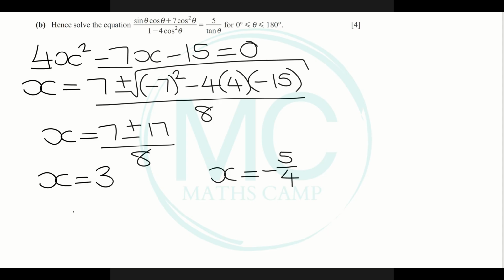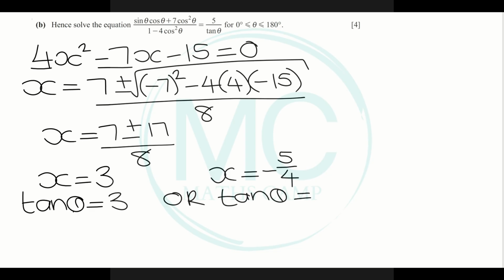But remember that I'm not solving for x, I'm solving for theta. So let's put the tan ratio back into our equation, and we get tan theta is equal to 3, or tan theta is equal to negative 5 over 4. Now I can find theta.